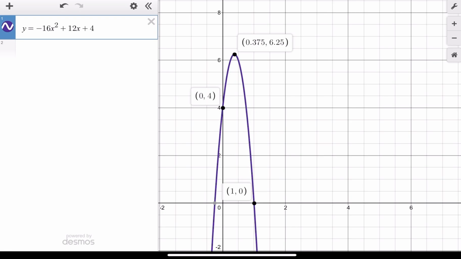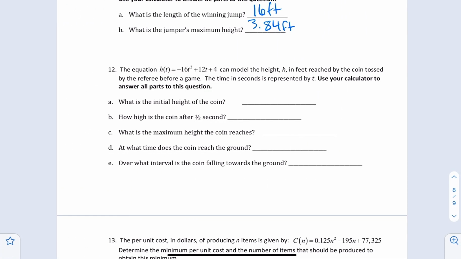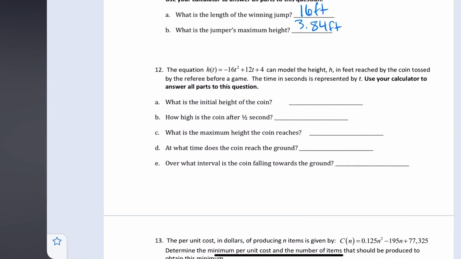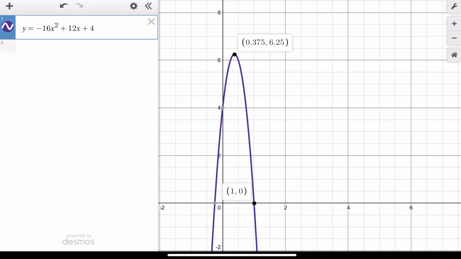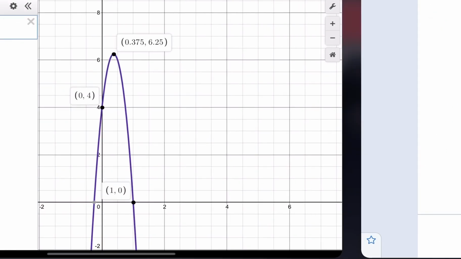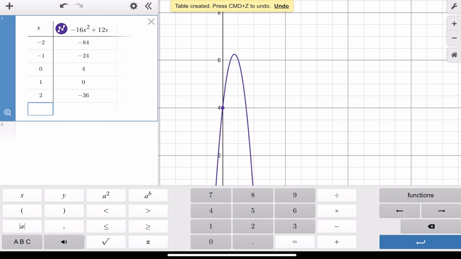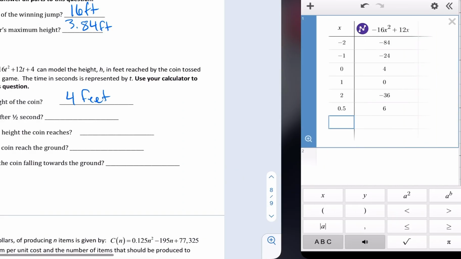So I've got my graph. I'm going to use it to answer my question. So here we go. The initial height of the coin, or the y-intercept, boom, 4. How high is the coin half a second later? We want a specific output based off of a specific input, so let's plug in that specific input, and half a second later, I'm 6 feet in the air.